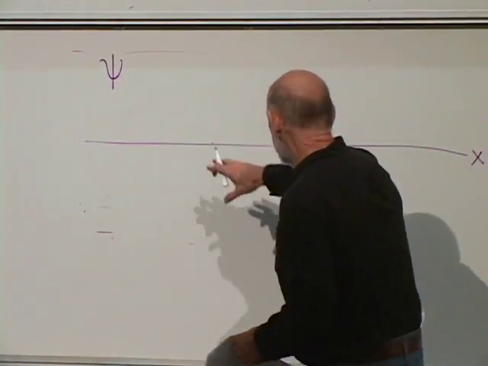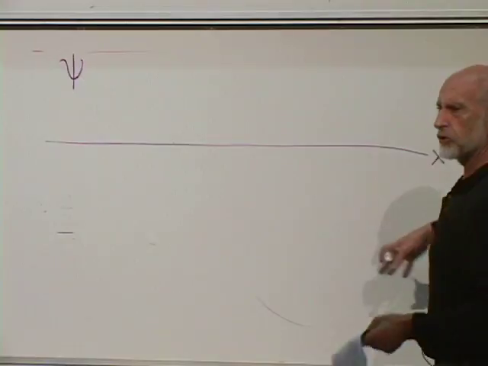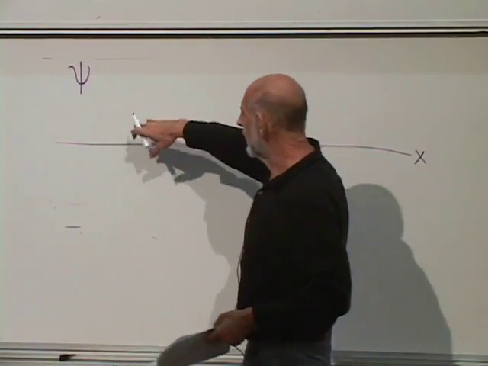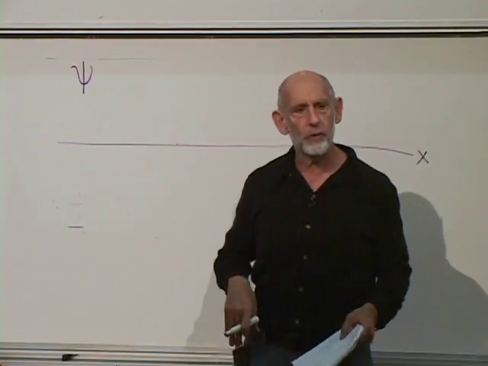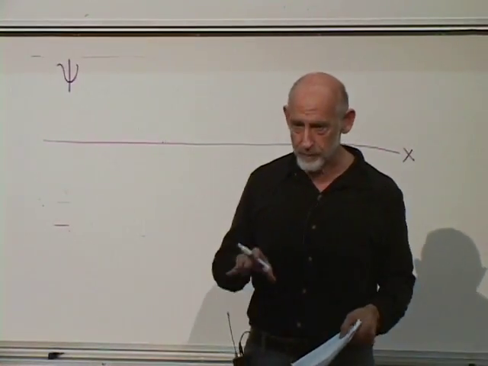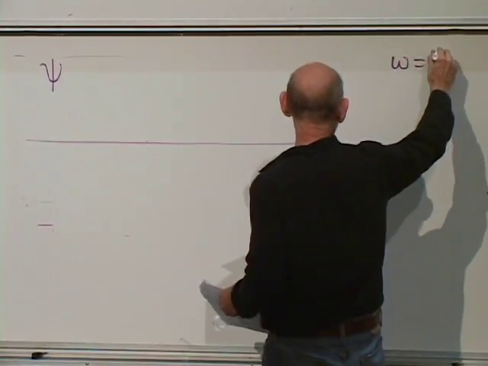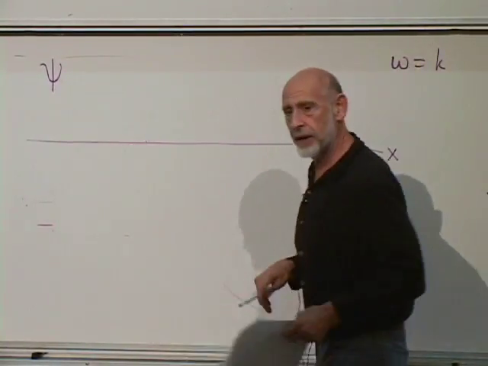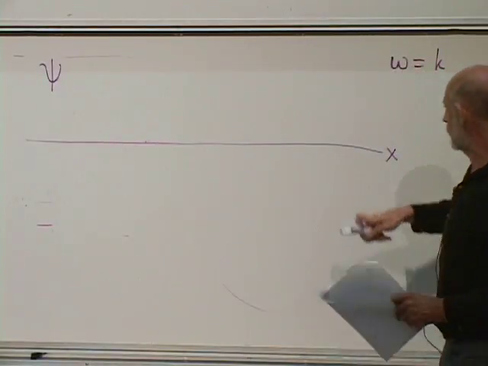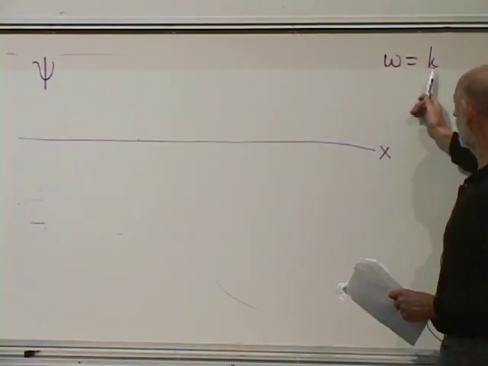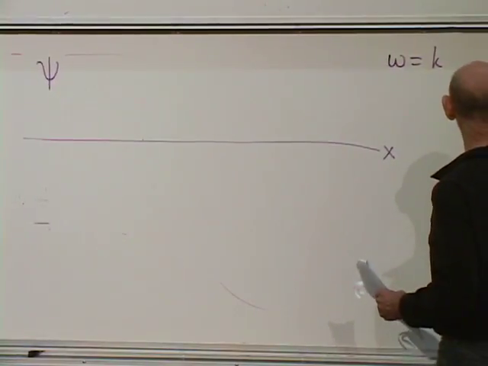This is not an electron, it's a neutrino. I don't know what it is. It's a particle. It's a fermion, but it happens to move with the speed of light. Okay? It moves with the speed of light. And that means omega equals k, right? Omega equals k is the relationship between frequency and wave number, or between energy and momentum. This is c equal 1.